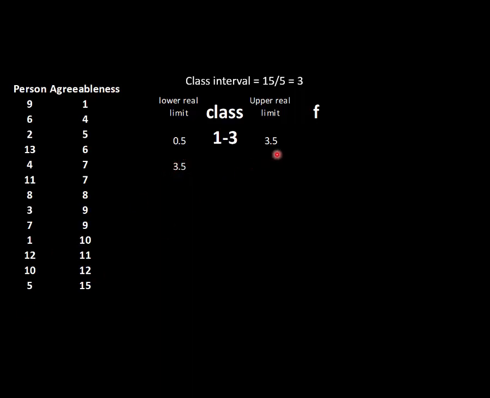And now, how do I get the upper real limit of this class? Remember, I just take my class interval and add it to the lower real limit. And that's going to give me the upper real limit of the next higher class. And now, round up from your lower limit, round down from your upper limit, and you'll get the apparent class limits. All right? So now you can see why that next class has to be 4 through 6.